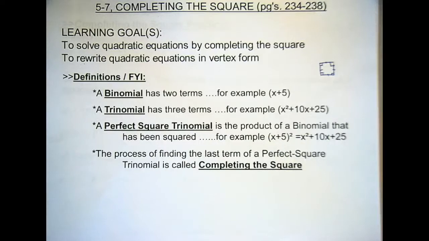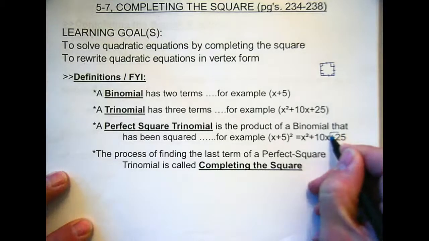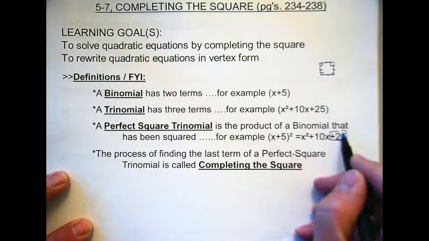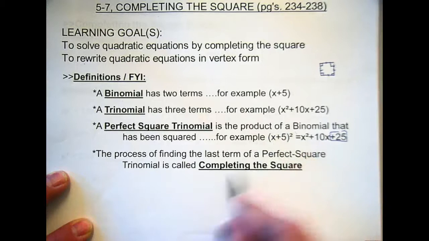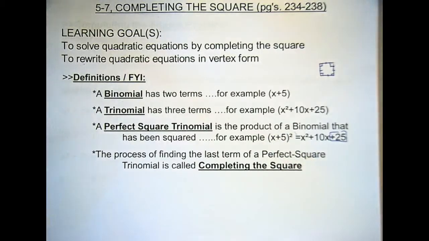Okay, the process of finding the last term of a perfect square, so finding this thing back here, that 25, so that we can write it in this form, is called completing the square. And that's what we're doing today. There's benefits to writing it in the form of x plus 5 quantity squared. And we'll talk about that after you get some of those notes down.